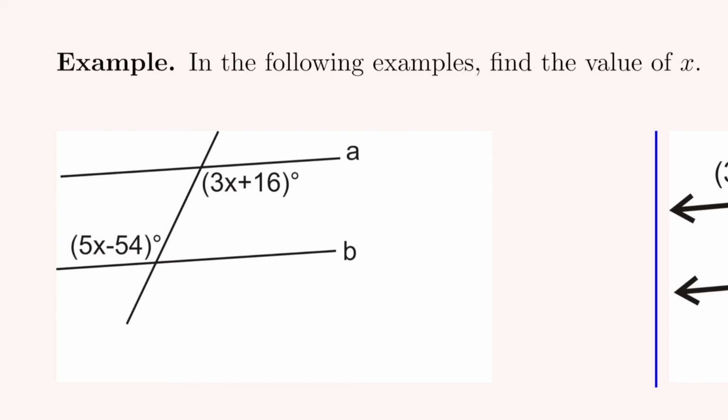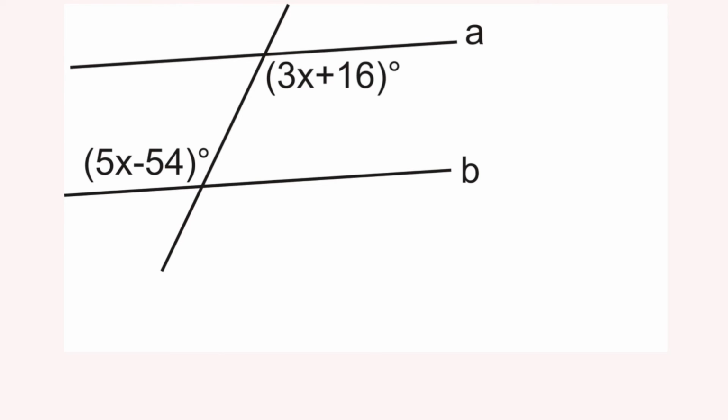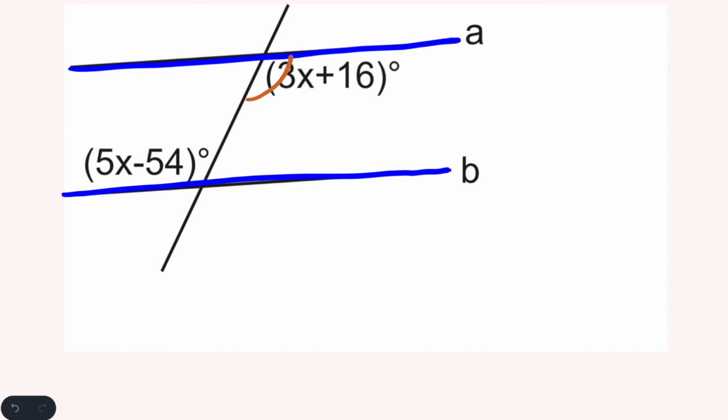So in this first example, we're asked to find the value of x. Let's zoom in here on the angles shown. So here I first recognize that I have my two parallel lines, A and B. And of the angles marked, I try to make sense of them. How are they related to each other? Where are they in relation to the parallel lines, to the transversal?